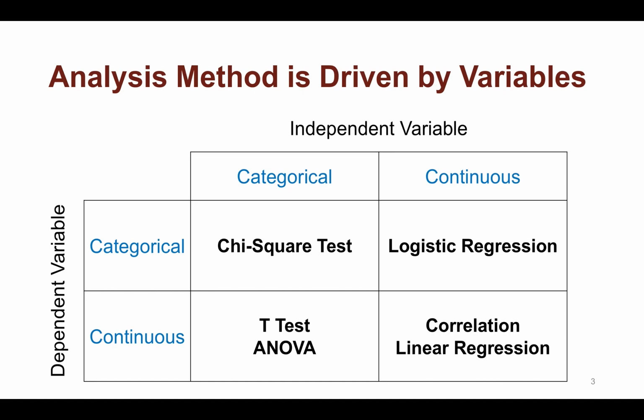And so, like I said, if you have a continuous IV and you want to use those values to try and predict group membership in some categorical DV, then you would use logistic regression. That's beyond the scope of this class, so we won't be covering that. I just wanted you to know that that's the possibility that you would consider if you had a continuous IV and categorical DV.